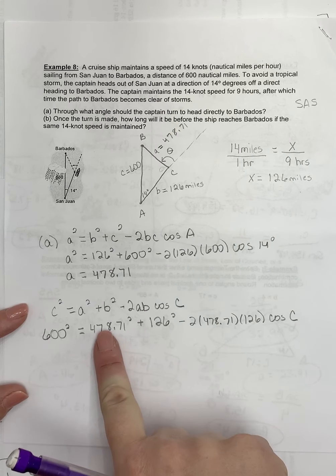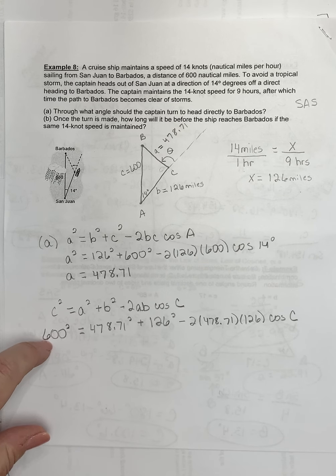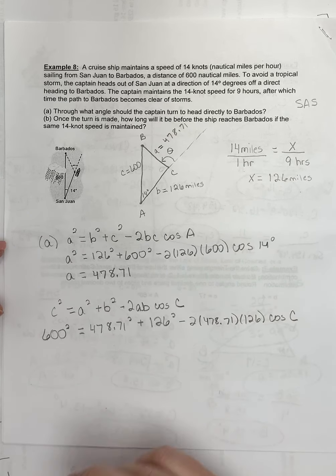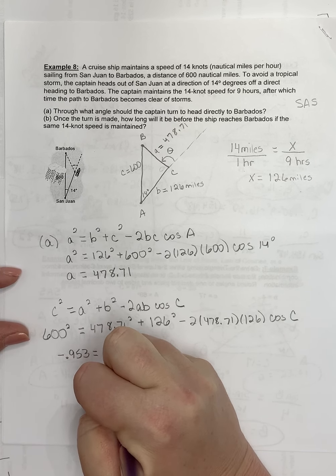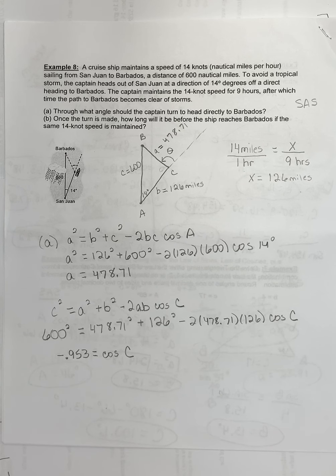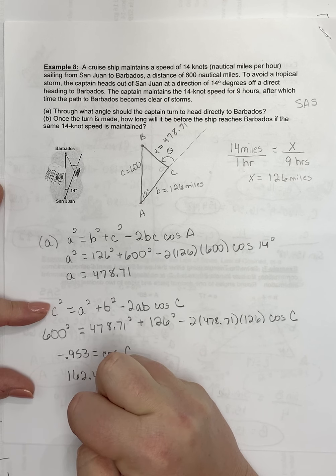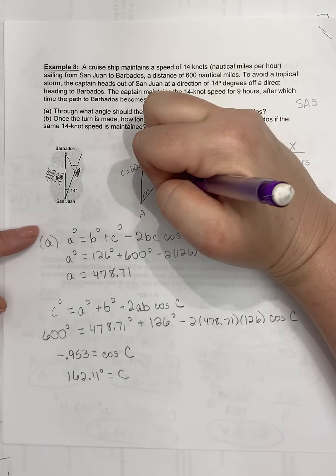Okay, I'm going to square both of these and add them together. And then I'm going to subtract them from 600 squared. Then I'm going to divide by -2 times these two values. If you do all of that in your calculator completely, you should end up that cosine C is -0.953. So we're going to do the inverse cosine on that value. And we end up with C equaling 162.4 degrees.